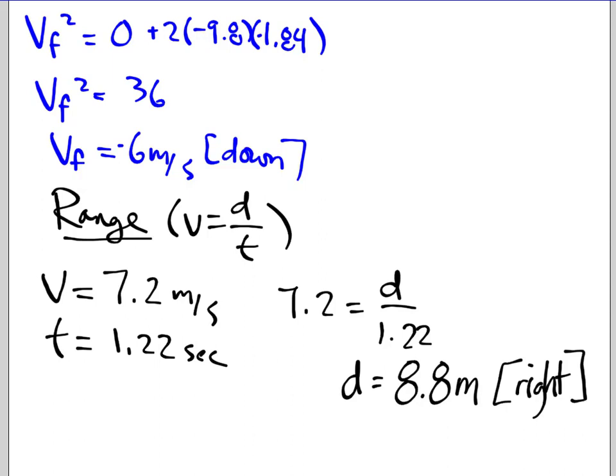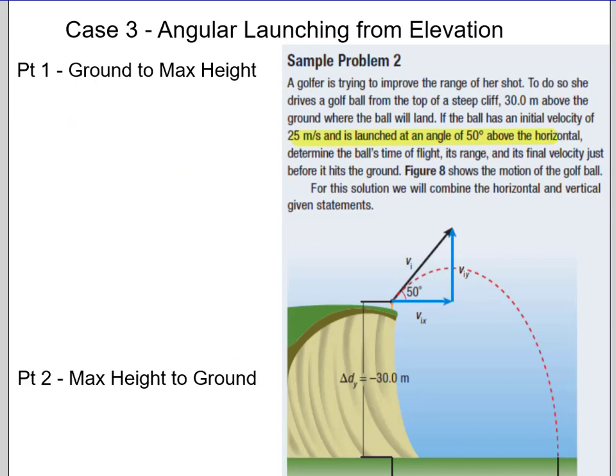Okay? So again, very broken up, fragmented thinking. You have an up-down section, and you have a left-right section. That's case 2. Okay, now case 3 doesn't have symmetry, so we're going to have to do a little bit more work here.